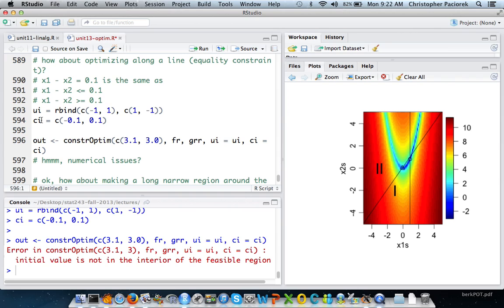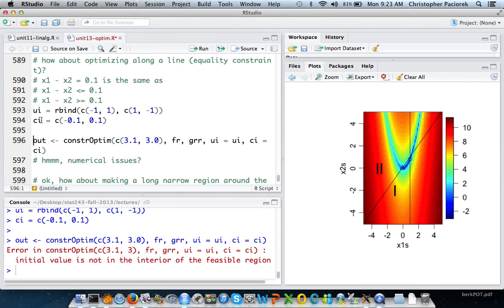I'm going to check that x1 minus x2, that the difference is less than or equal to 0.1. It's either going to be true or false, but because of the numerical issues in representing 3.0 and 3.1, it's going to be a little bit on one side of 0.1 or on the other side of 0.1 when it's actually evaluated numerically. So I think what's going on is one of these checks is turning out to be true numerically, and the other check is turning out to be false numerically.